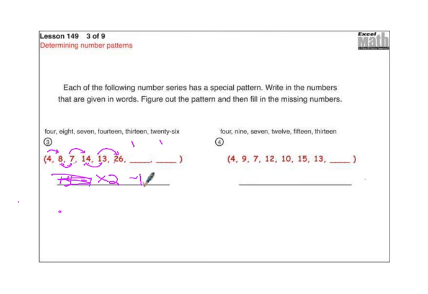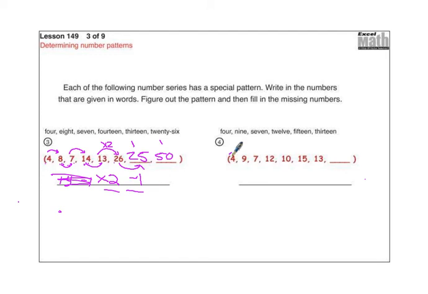Minus 1, right? So from here to here is times 2, so this next one's going to be what? 25, right? Minus 1. And now what do I do next? 50. Times 2 to get to 50, right? Okay, so the answers are 25 and 50, and the pattern is times 2 minus 1.